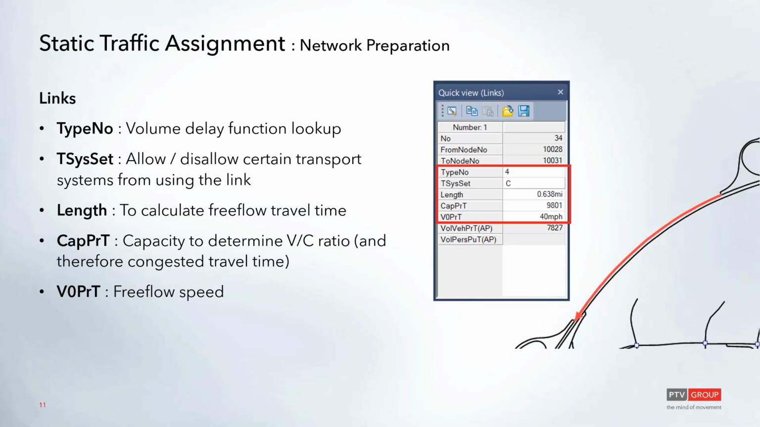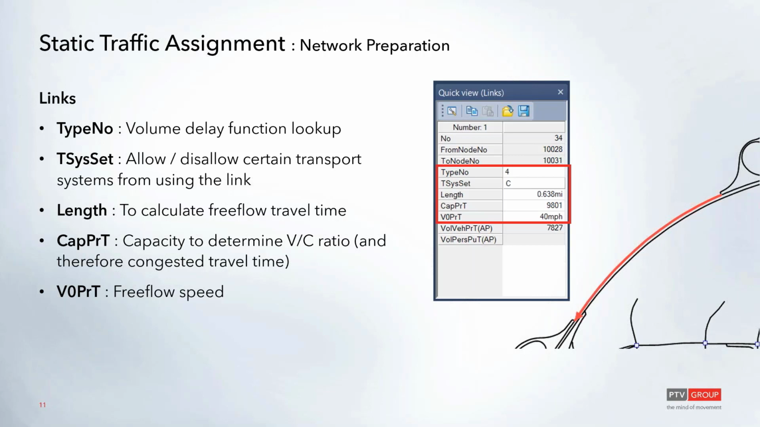And then also on links, this is where that TSYS set is allowed. This is where you can choose which transport systems can travel over all of your links. For example, you might have a one-way road, so you'd want to turn off those transport systems. Or if you had a car-only road or a bus-only road where you wanted to set that to certain modes, you can do that all through that TSYS set attribute.